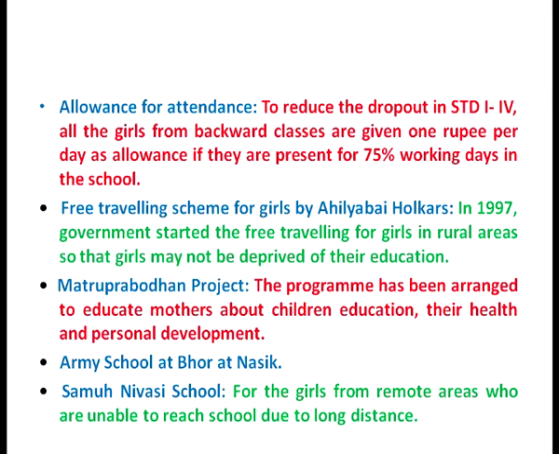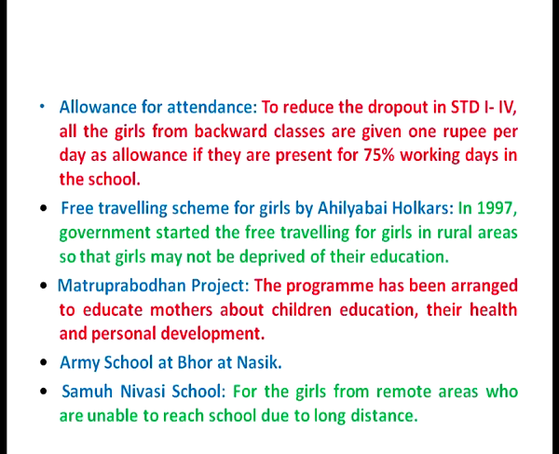As far as allowance for attendance is concerned, this scheme is to reduce the dropout in standard 1st to 4th, and all the girls from backward classes are given 1 rupee per day as allowance if they are present for 75% working days in the school. So, the girls who are attending the schools regularly and who belong to the backward classes are given this allowance.